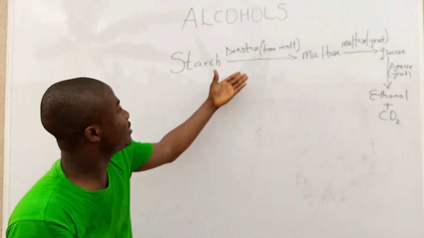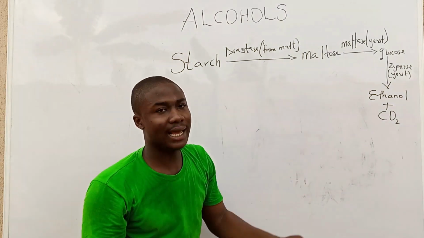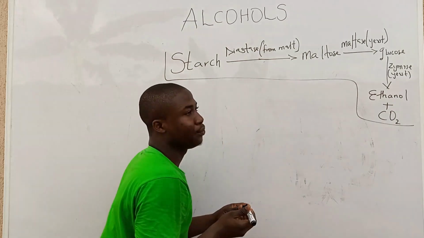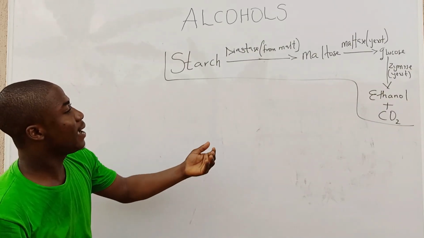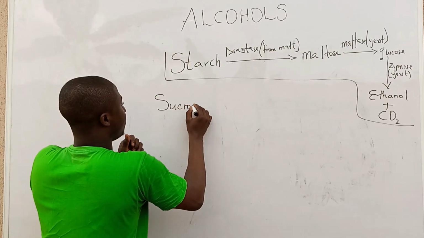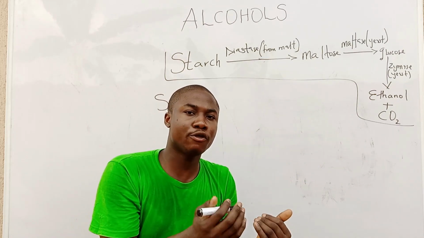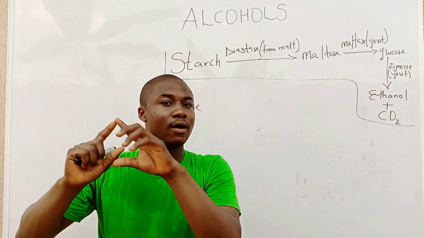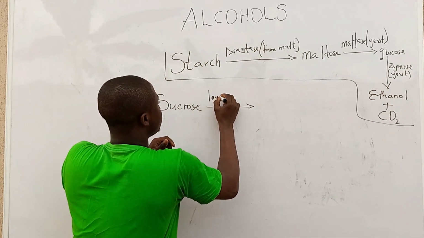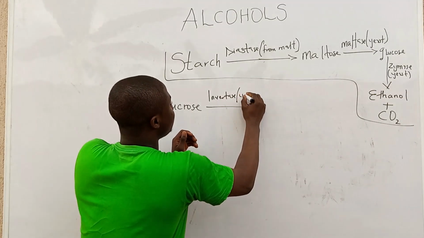Okay, now this is an industrial way of producing ethanol. We have other reactions whereby ethanol is produced using sucrose. Sucrose is a disaccharide formed from glucose and fructose. Sucrose is acted on by invertase, and invertase is gotten from yeast.